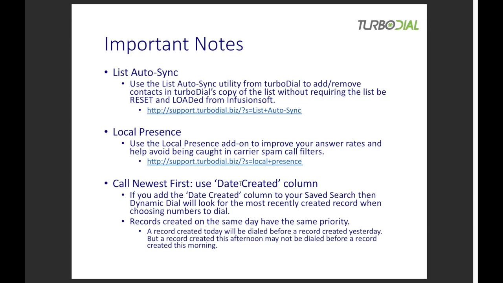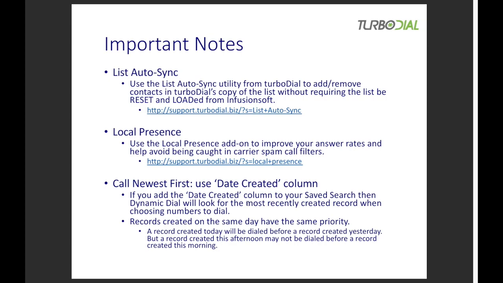Call newest first. If you use the date created column as one of the columns in your saved search, TurboDial will make note of that. And it will use date created to look for the most recently created record when it's choosing numbers to dial. It does that on the granularity of one day. So records created on the same day have the same priority. If you have a record created today, that will be dialed before a record that was created yesterday. But with two records created on the same day, like one in the morning and one in the afternoon, you cannot be sure which one will be dialed first.